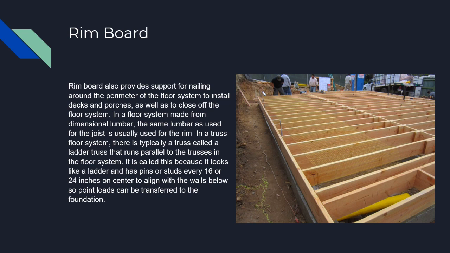In a floor system made from dimensional lumber, the same lumber as used for the joist is usually used for the rim. In a truss floor system, there's typically a truss called a ladder truss that runs parallel to the trusses in the floor system. It is called this because it looks like a ladder and has pins or studs every 16 or 24 inches on center to align with the walls below so that the point loads can be transferred to the foundation.